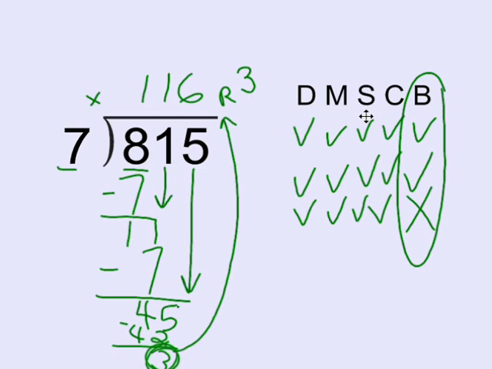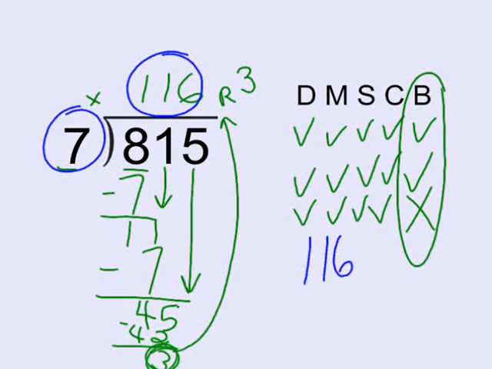Well, I need to check my answer to make sure it's correct. So I still take my quotient, 116, and I still multiply it by 7. So I have 116 times 7. Let's see what it equals. 6 times 7 is 42. 7 times 1 is 7 plus 4 is 11. 7 times 1 is 7 plus 1 more is 8.